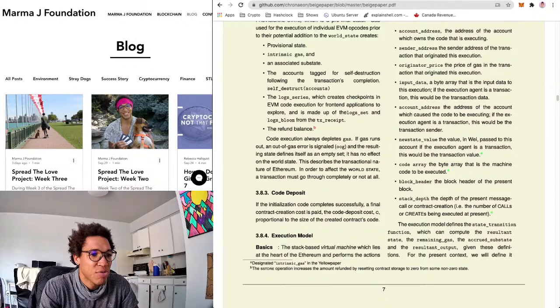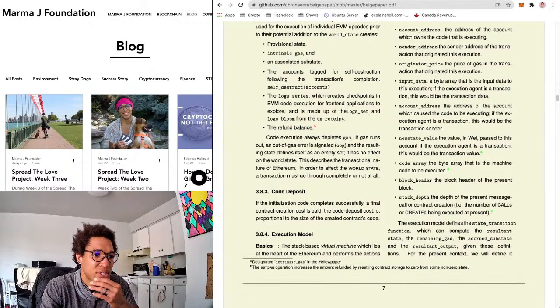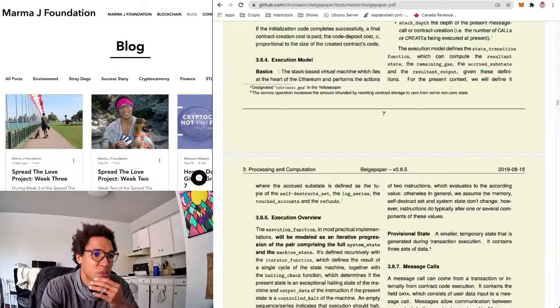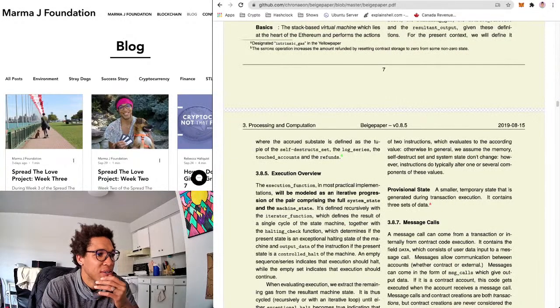The execution model defines the state transition function, which can compute the resultant state, the remaining gas, the accrued substate, and the resultant output. Given these definitions, for the present context, we will define the accrued substate as the tuple of the self-destruct set, the log series, the touched accounts, and the refunds.